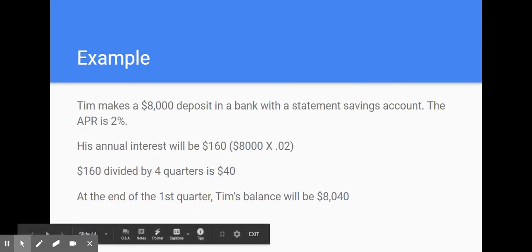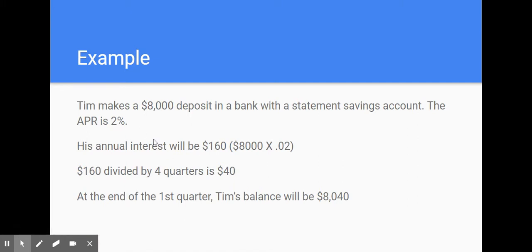Okay, so now here's how to figure out a statement savings account that pays you interest quarterly, compound interest quarterly. So I'll let you go ahead and write that down, read through the example.